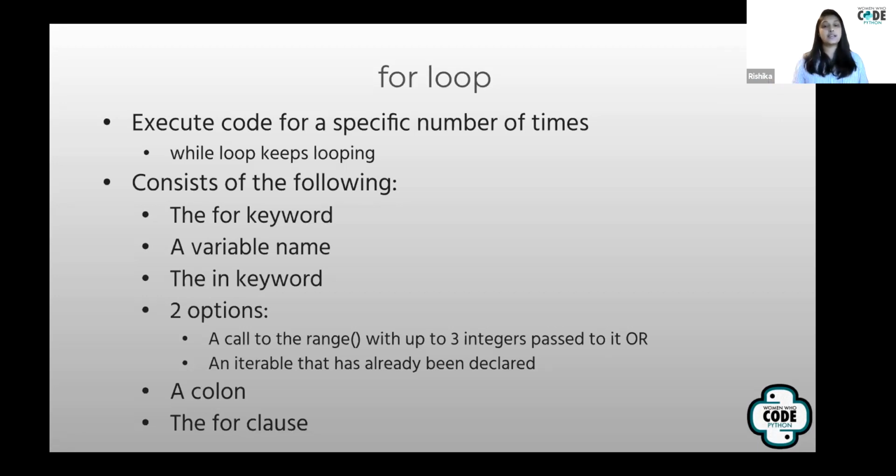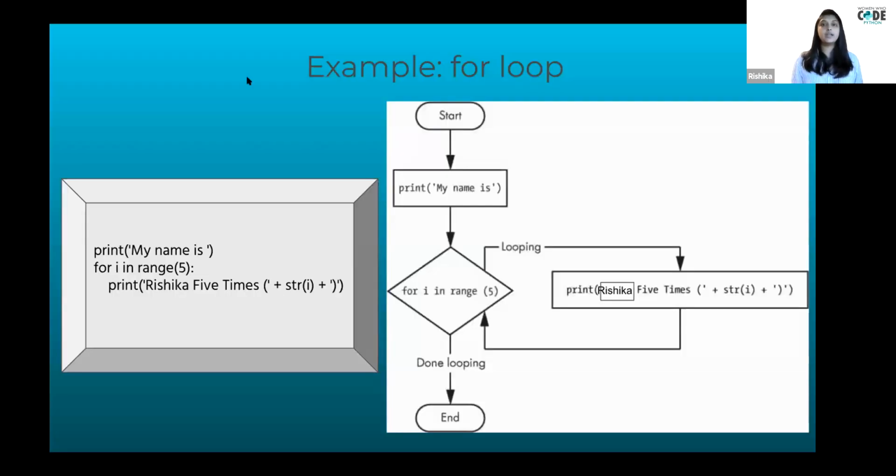And then inside that, you actually have the for clause. So here's an example of a for loop. Say I have print my name is, and then this is where the for loop actually starts. So you say for i in range of 5. This is your for keyword. Then you have i, and this i can be replaced with any other lowercase letter. Typically i is used. That's just the standard for programming.